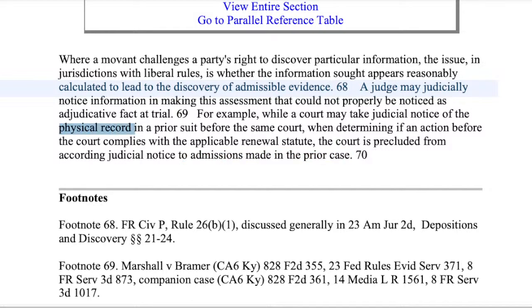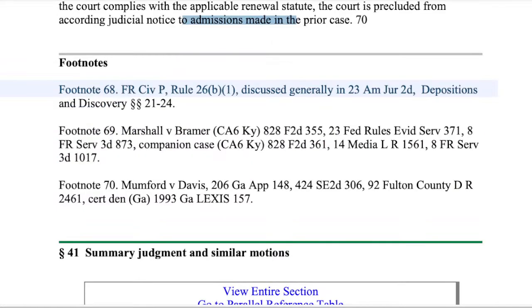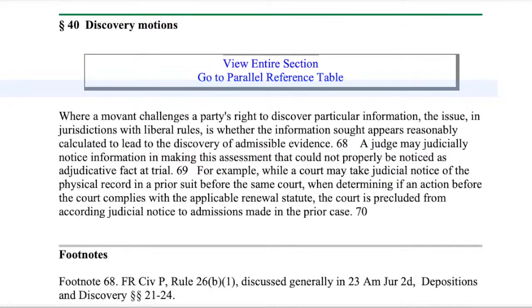You could look at the physical record, but not the admissions made. Wow. Footnote 70, Mumford versus Davis in Georgia, Fulton County. All right, that's an interesting one there, and that's judicial notice involving discovery motions. Challenging a party's right to discover particular information. Jurisdictions with liberal rules. Oh, that's interesting there. A judge may judicially notice information in making this assessment that could not be properly noticed as an adjudicative fact at trial. Wow. So I wonder what the details on that one are.